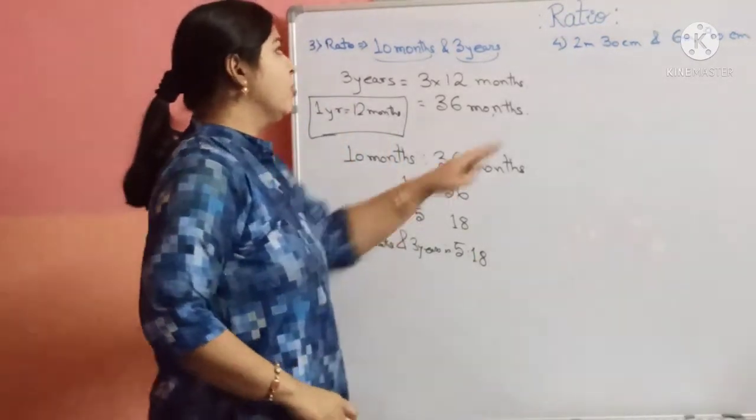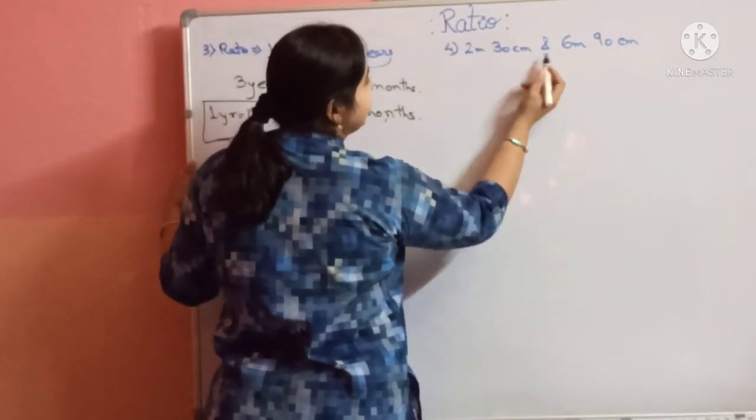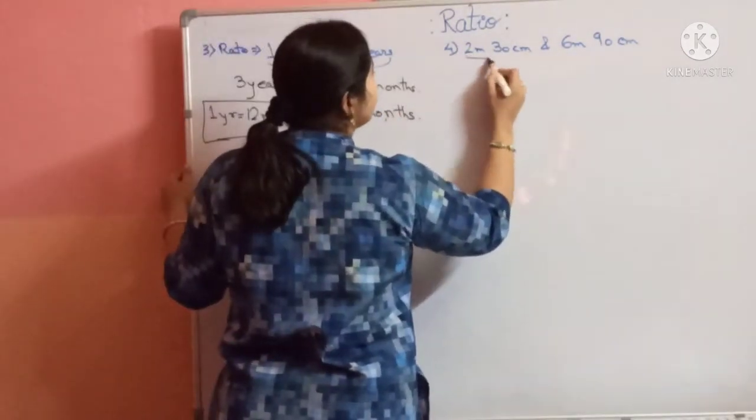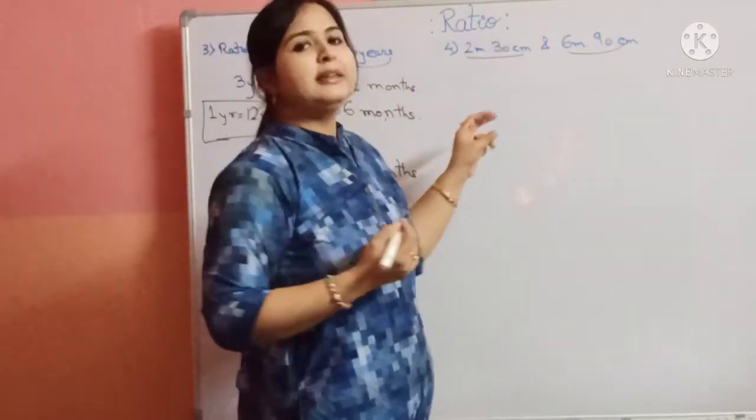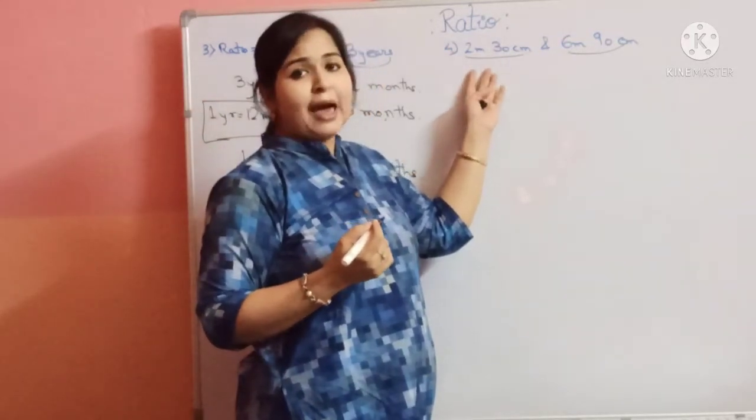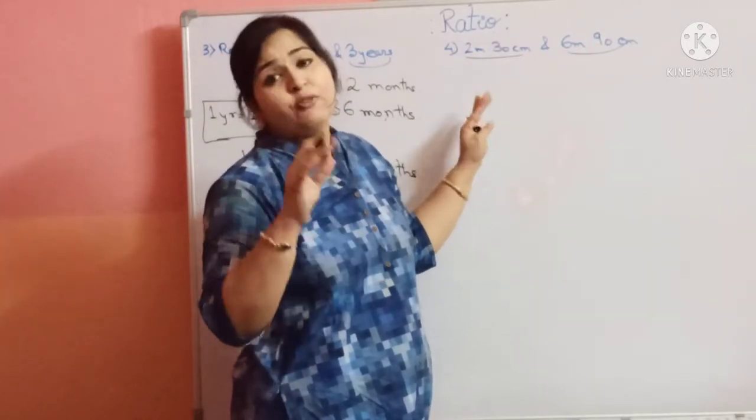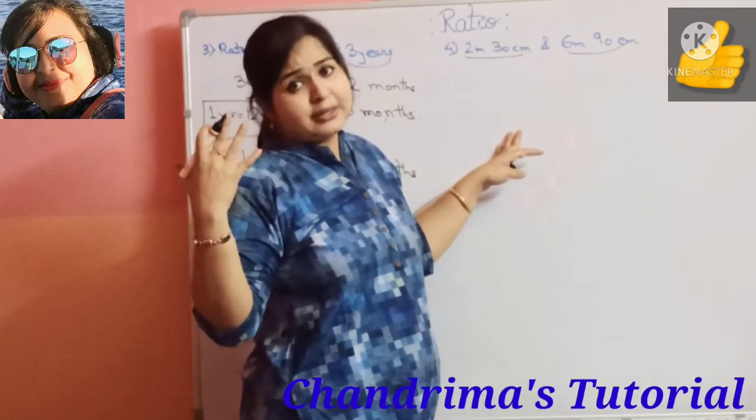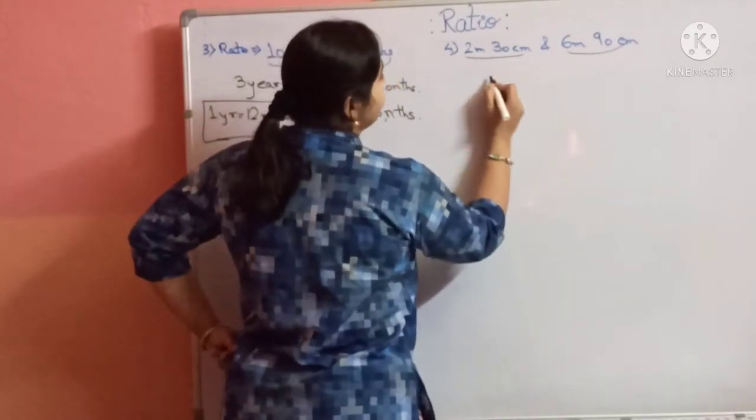Done. Now this one. Here we have 2 meter 30 centimeter and 6 meter 90 centimeter. What are the two quantities we get? 2 meter 30 centimeter, 6 meter 90 centimeter. So we should convert them, but not into the higher unit. If we do it in the higher unit, a decimal will come. So we want to avoid decimals and lessen the number of steps of our ratio sum. So what should we do? We will do simple things.